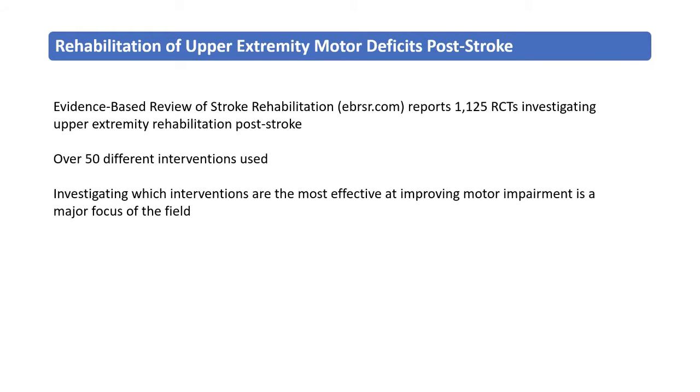The remediation of motor deficits post-stroke is a major focus of past and current research, with the evidence-based review of stroke rehabilitation reporting 1,125 RCTs investigating upper extremity rehabilitation alone. And within this evidence base exists over 50 different interventions that have been used. Finding out which intervention is the most effective at improving motor impairment is a major focus of the field.